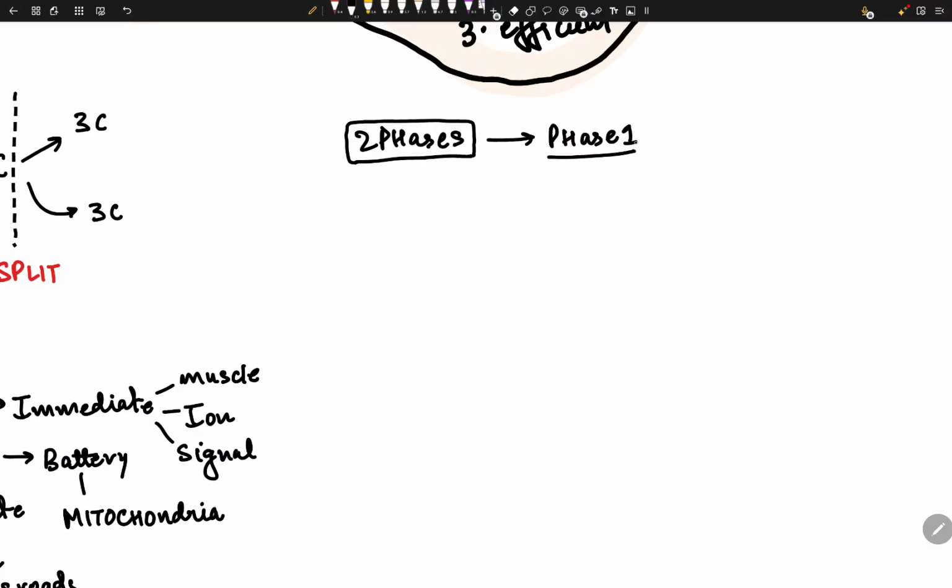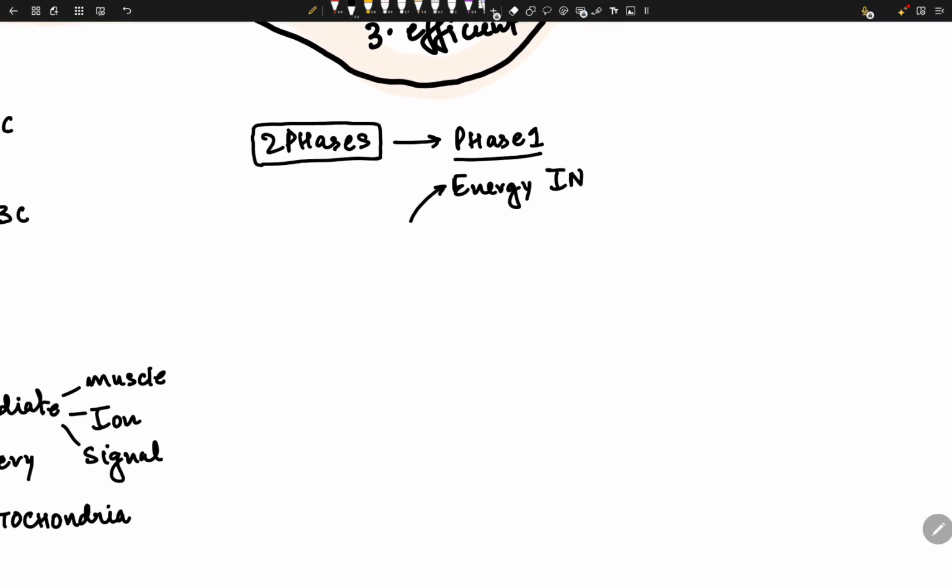In phase 1, right, we are investing the energy. So we put the energy in. So this is investment. We are putting the energy in. The cell spends this ATP. Why are we spending? Because we want to split the carbon atom, right? So imagine pushing a heavy car uphill, right? You spend the energy first, then the car rolls downhill.